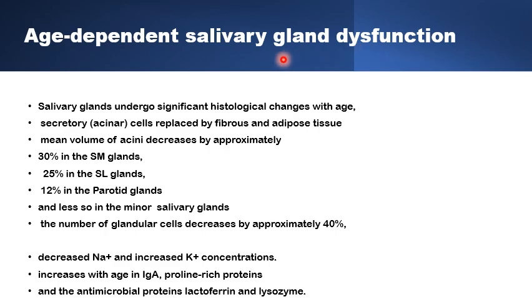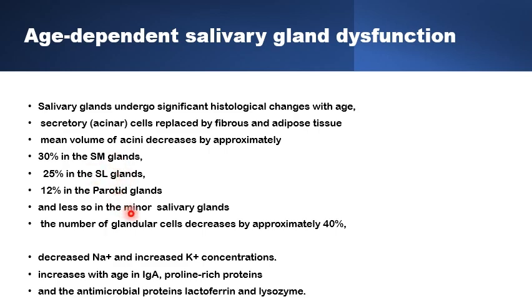In addition to the effect of medications and some specific diseases on salivary gland function, age can also induce some changes in the salivary gland histology. The secretory acinar cells may be replaced by fibrous or adipose tissue, and the acinar cells could lose up to 40% of their volume. This does not happen uniformly in all the salivary tissue. It affects the submandibular glands much more than the parotid glands, for example. So it mostly affects the submandibular and the sublingual glands, and to a lesser extent the parotid and the minor salivary glands.